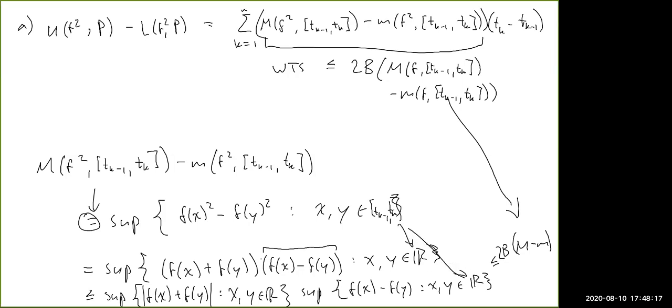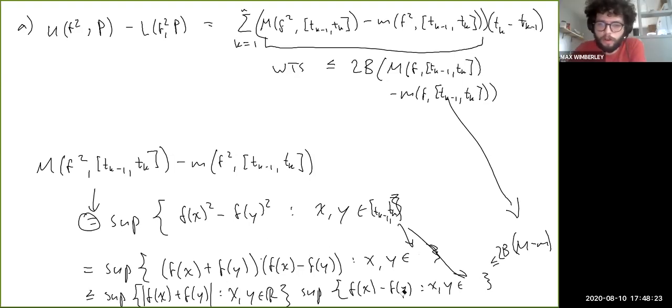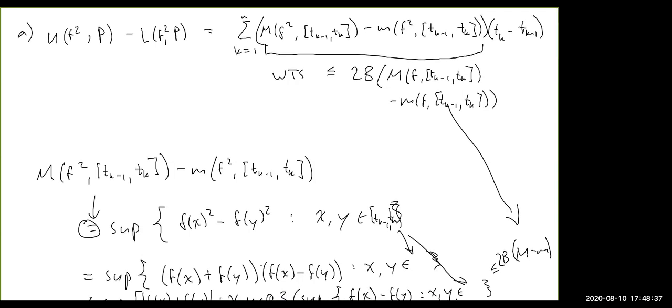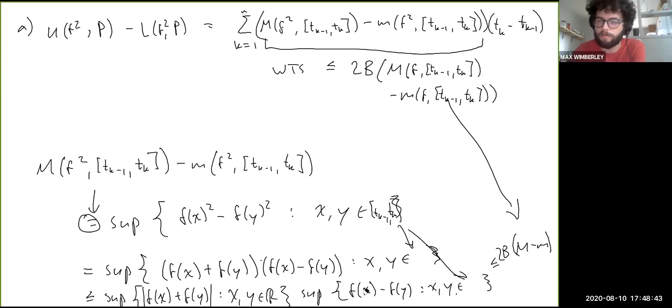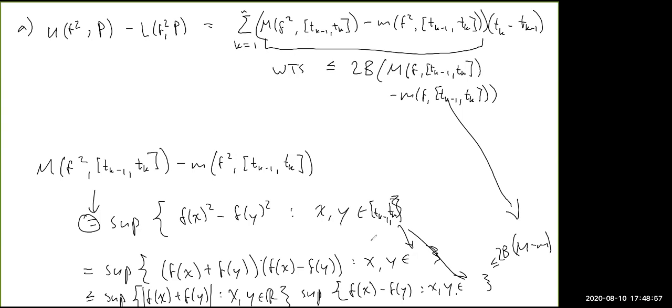Wait, question. Do we need the absolute value on f of x minus f of y? No. Like I said, it doesn't matter whether you put the absolute value there. You can put it there or not. But no matter what, the supremum of the set can't be negative. Exactly. And for any negative values that might be in this set, the positive versions of those values are also in the set. That's what I mean when I say it's symmetric about 0. Good question.